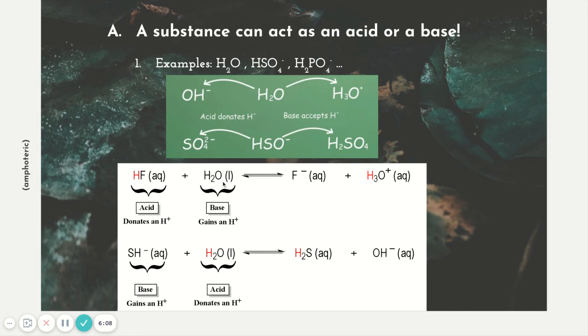Here's an example of how water would act as a base in this first picture, where it's with something that is a stronger acid. The hydrofluoric acid is a stronger acid than water. Therefore, it's the one going to donate the H into solution, giving us the H3O+. So there, water acted as a base. Here, the water is the stronger acid, so it's going to be the one to donate the hydrogen, giving me H2S and OH minus. So in the first one, we have water acting as a base. In the second one, we have water acting as an acid, based on whether it's donating or accepting a proton.